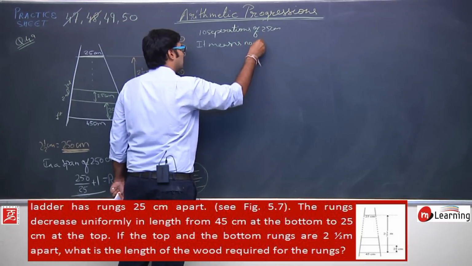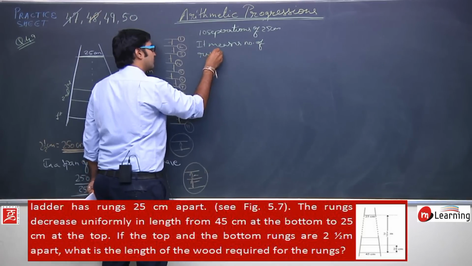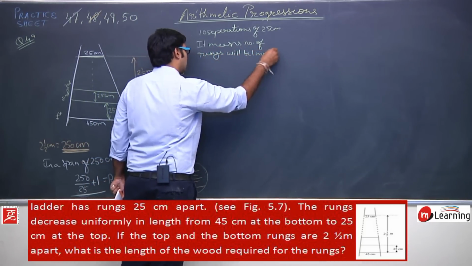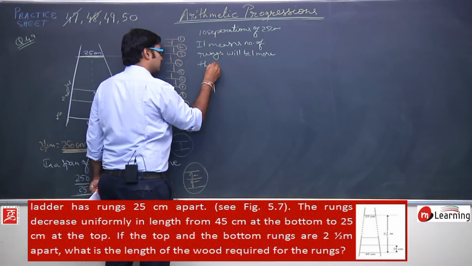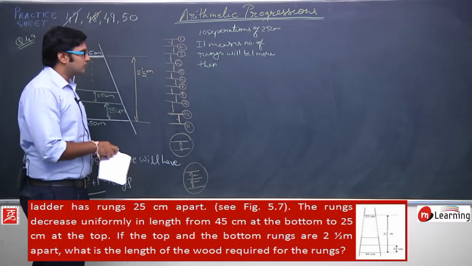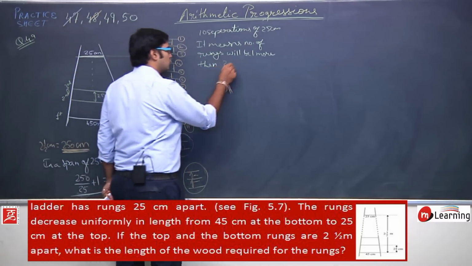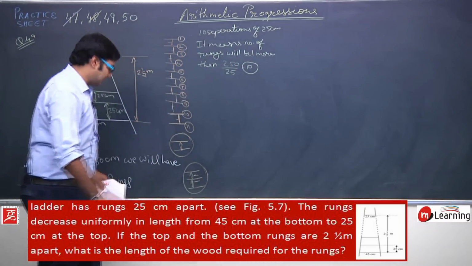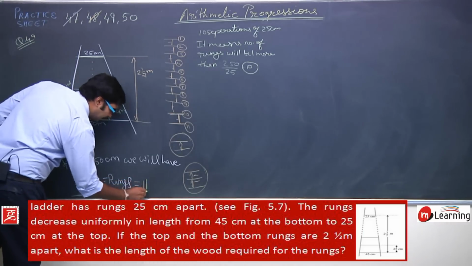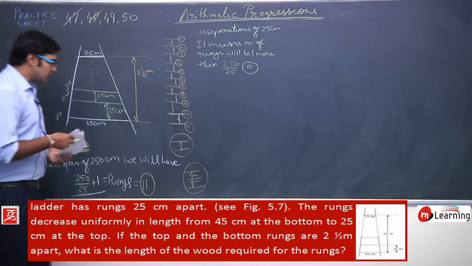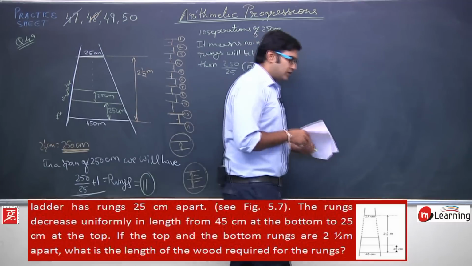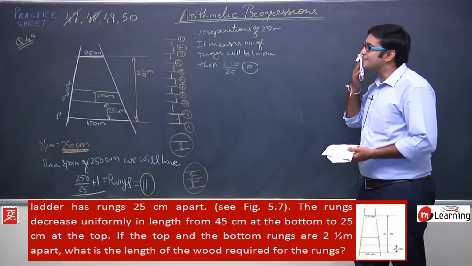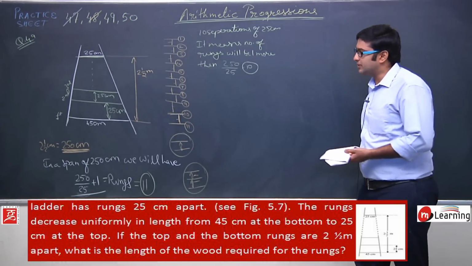It means number of rungs will be 1 more than 250 by 25 equals to 10. Okay, 1 more than 10. So total number of rungs is equal to 11. Now observe this very carefully. I have 25 rungs in this particular series. Sorry, I have 11 rungs in this particular series.